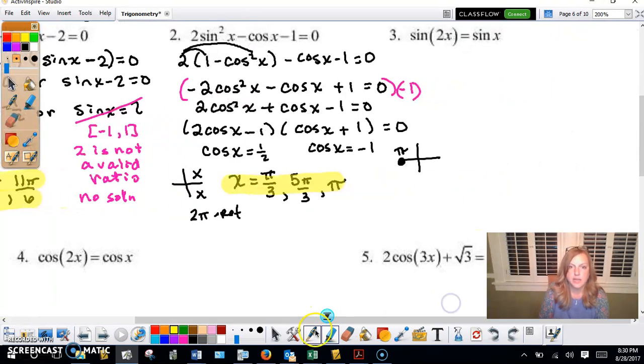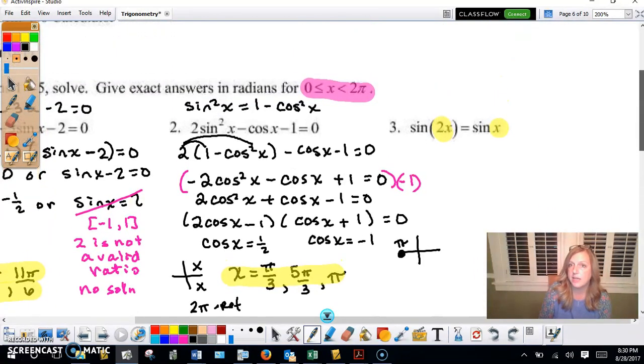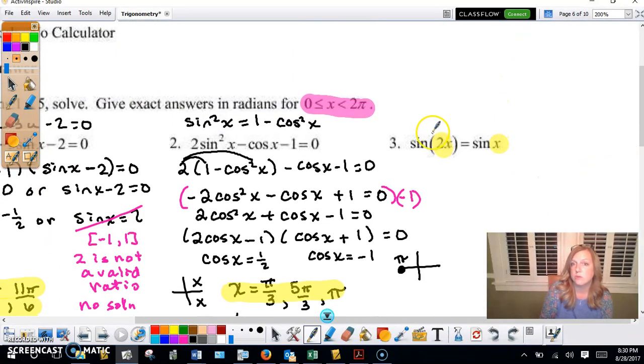All right, let's take a look at question number 3. Now our problem here is we have the same trig function. Over here we had 2 different trig functions, but our problem is that we have a double angle and a single angle, and they have to match. So anytime you see that, you know that you're going to be using a trig identity. This one we're going to use a double angle. Now you have to know your double angle.